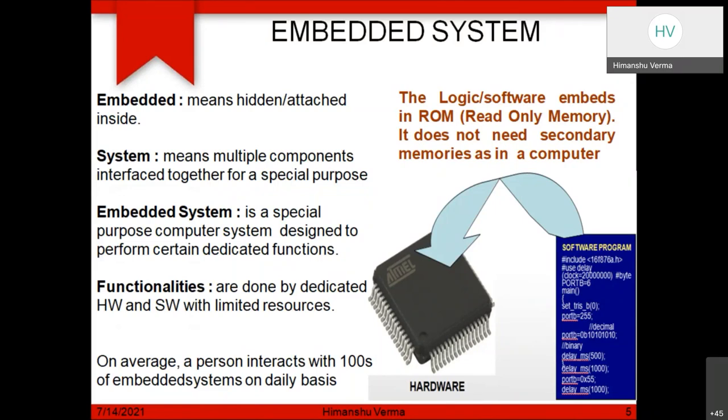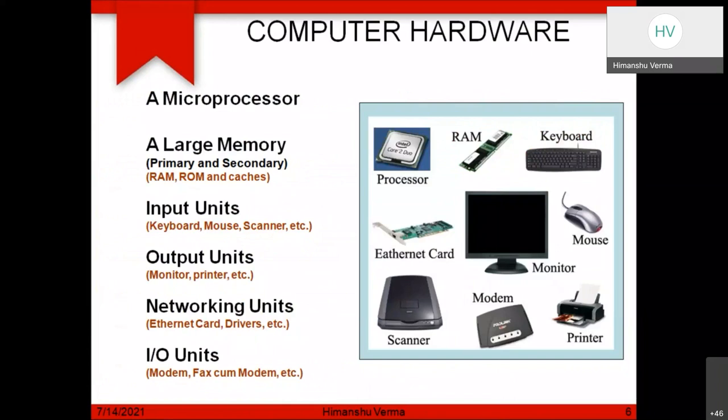But please compare an embedded system with a computer system, because there are a lot of differences between them. We will discuss what the differences are between an embedded system and a computer system. If we talk about general purpose computer hardware, a computer system, it has a microprocessor. It also has large memory in the form of primary and secondary memory. A lot of RAM, a lot of ROM, and secondary storage.